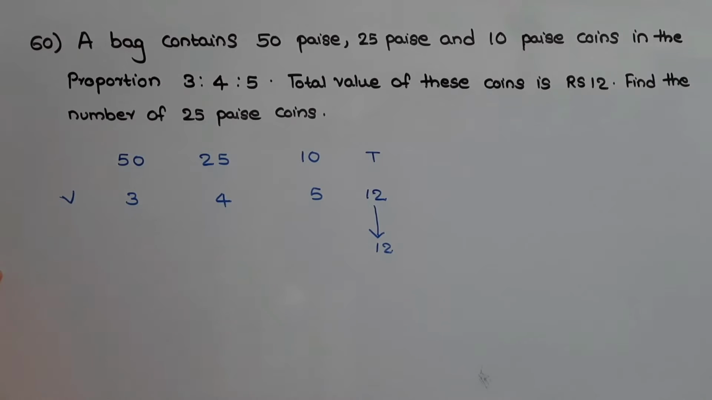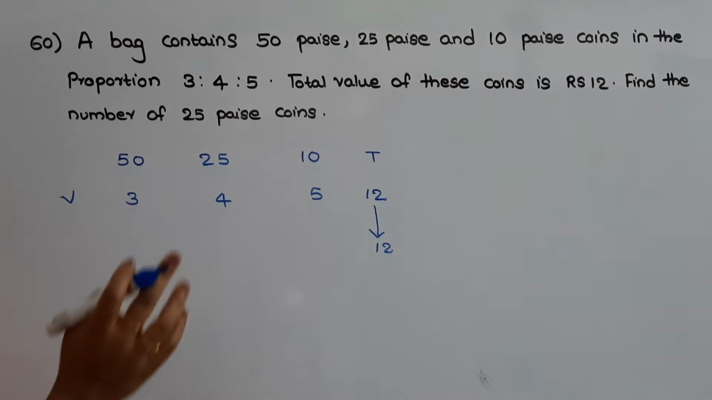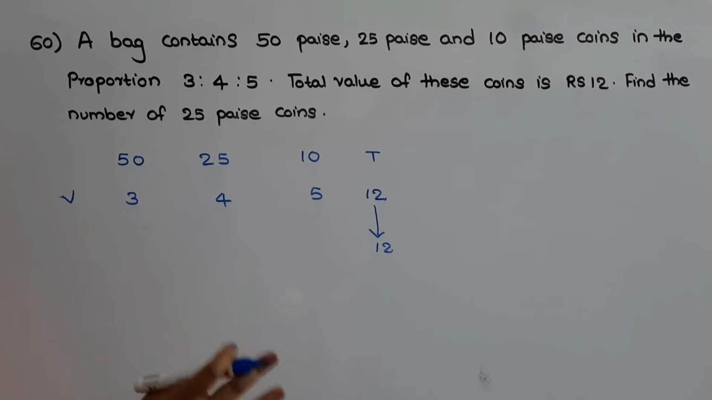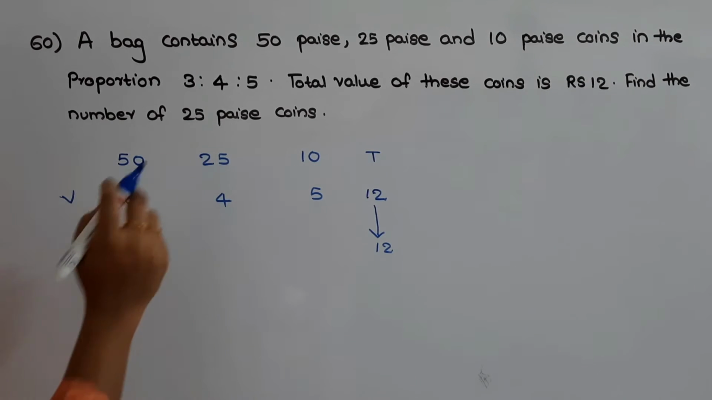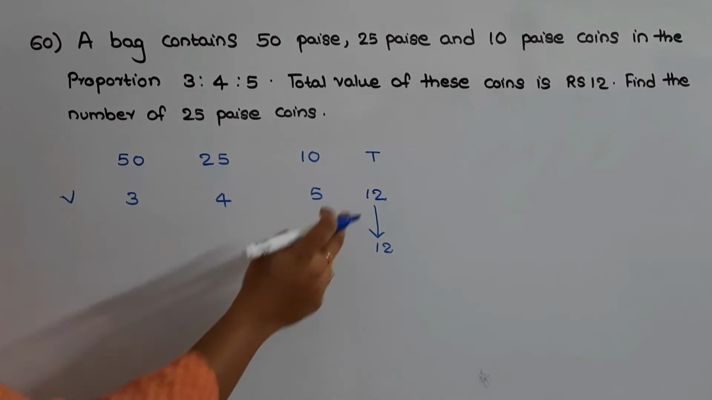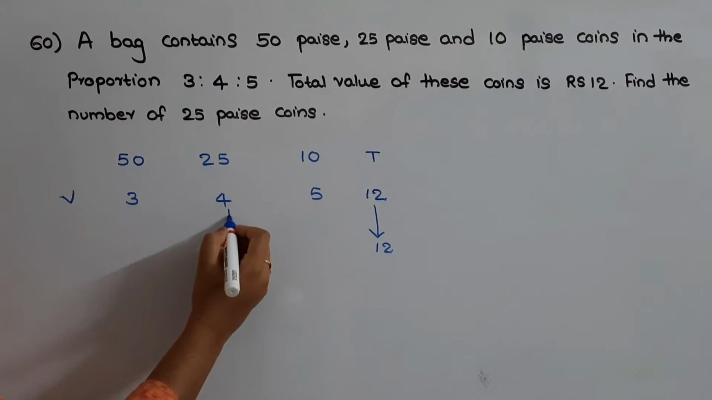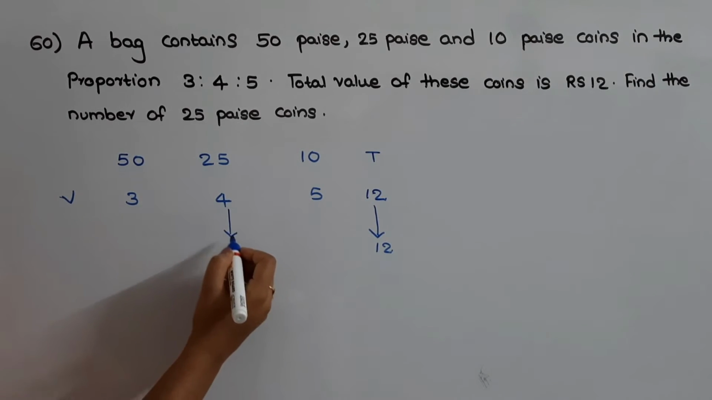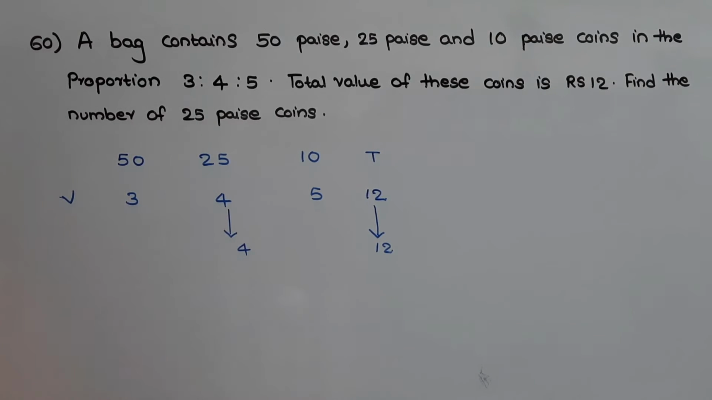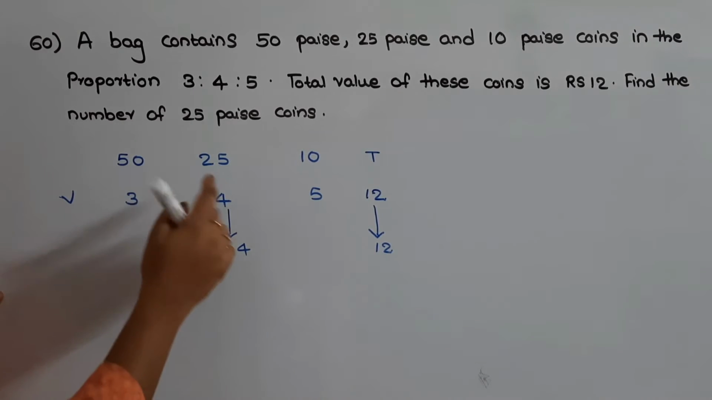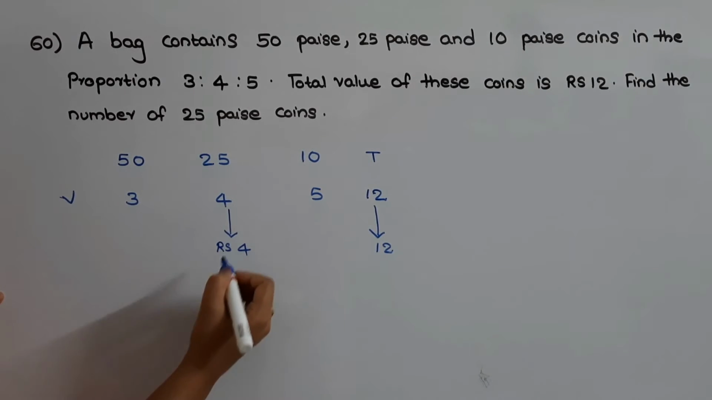Okay. So we need to find out the number of 25 paise coins. So for that first we need to find out the value of 25 paise coins. So if 12 can be written as 12, how can we write this 4? It can be written as 4 itself. Okay. Which means the value of 25 paise coins is rupees 4.